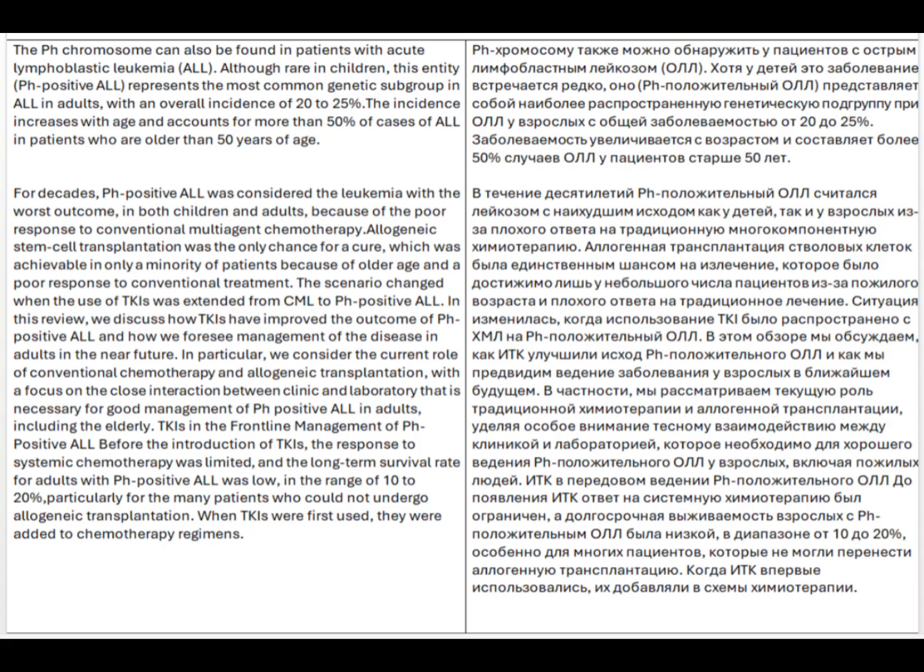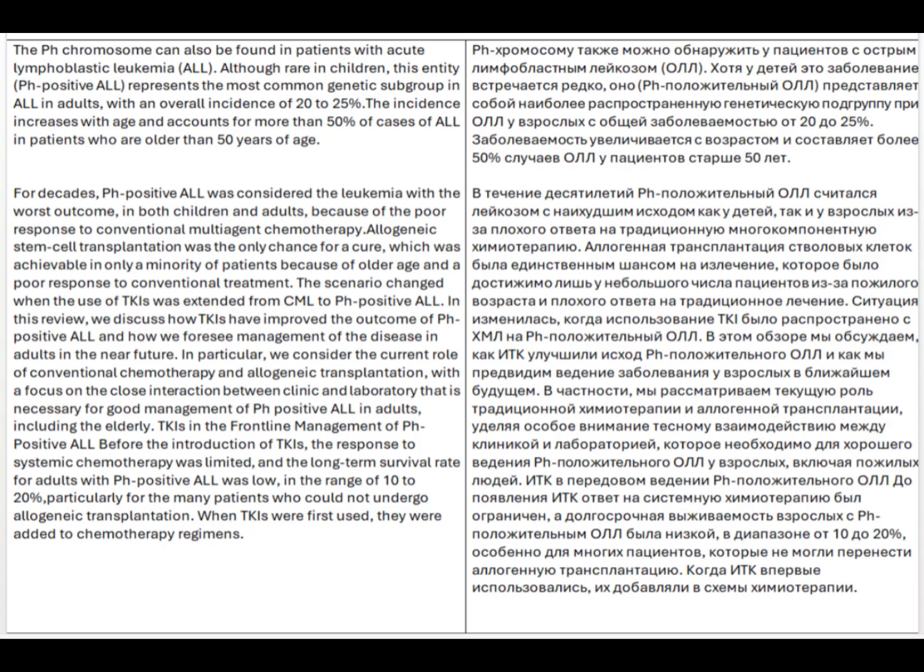The scenario changed when the use of TKIs was extended from CML to Ph-positive ALL. In this review, we discuss how TKIs have improved the outcome of Ph-positive ALL and how we foresee management of the disease in adults in the near future. In particular, we consider the current role of conventional chemotherapy and allogeneic transplantation, with a focus on the close interaction between clinic and laboratory that is necessary for good management of Ph-positive ALL in adults, including the elderly.